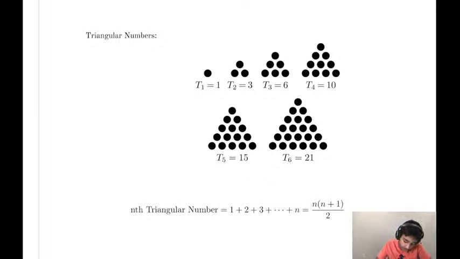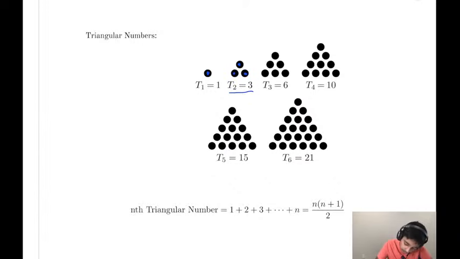So this first triangular number here is going to be 1, because we just have, imagine, one dot. So the first triangular number is 1. If you have one dot, you're just going to be 1. The second triangular number, if we have one dot here and 2 dots in the second row, then we have a total of 3. So the second triangular number is 3.